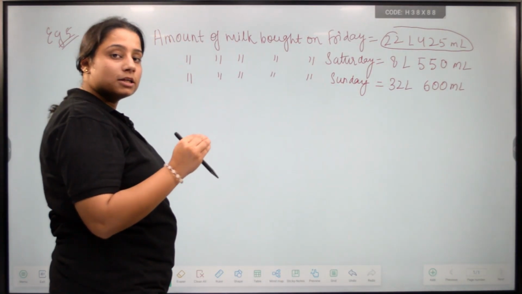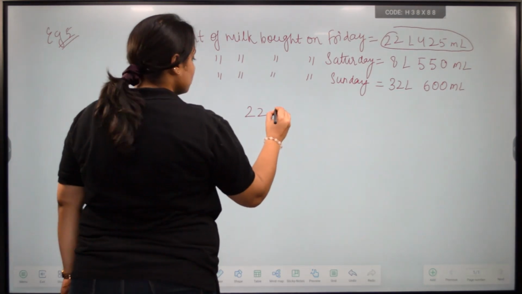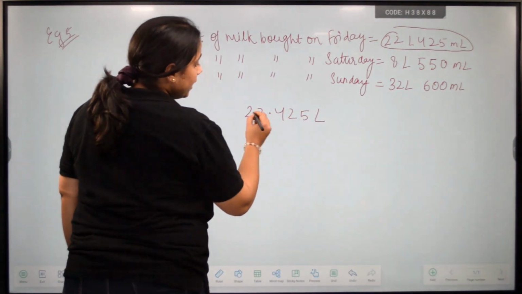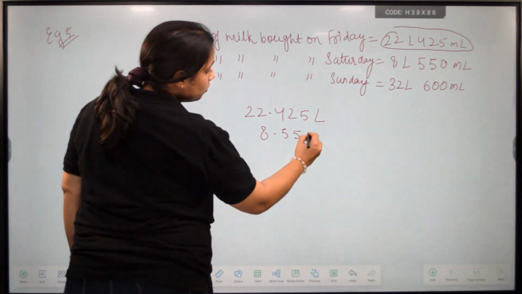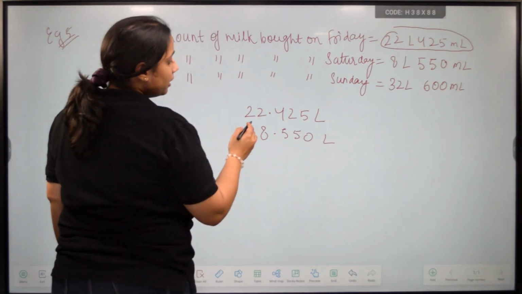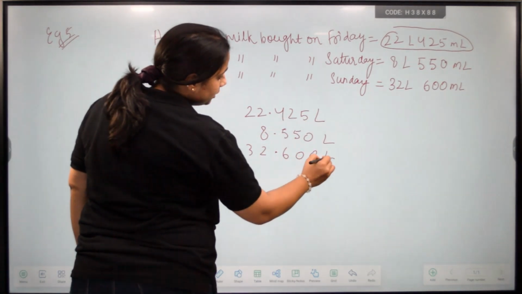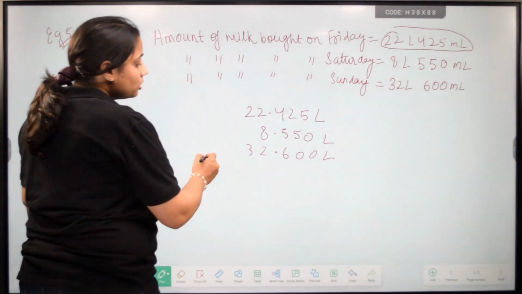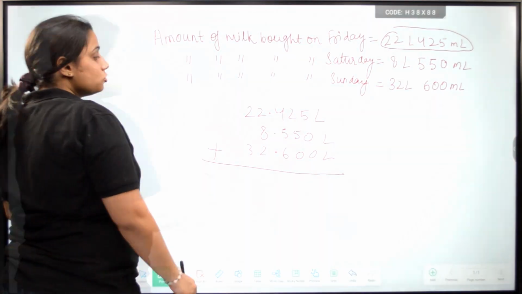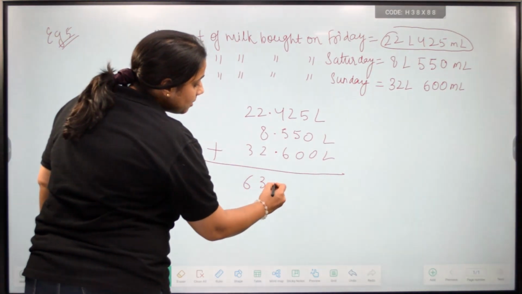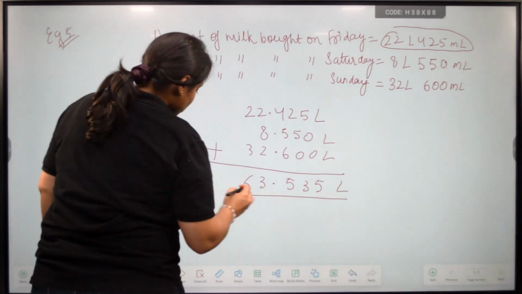Now I'm converting these into liters. 22.425 liters, and on Saturday it will become 8.550 liters, and for Sunday it will become 32.600 liters. We need to find the total milk. Therefore, I am adding these 3 numbers. So after adding, it will become 63.535 liters.